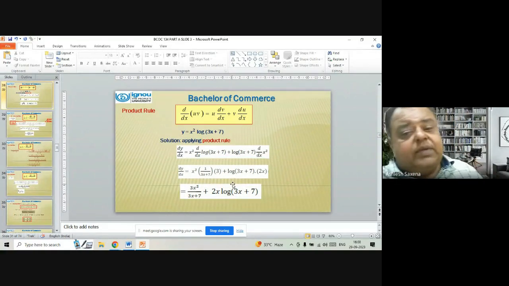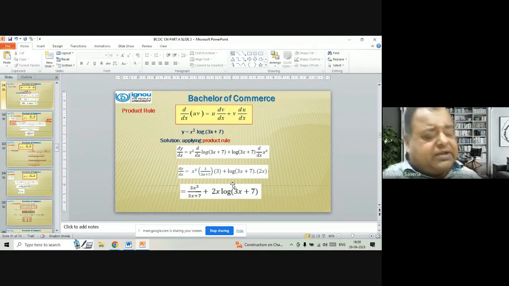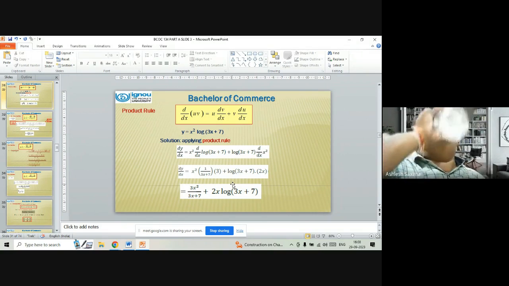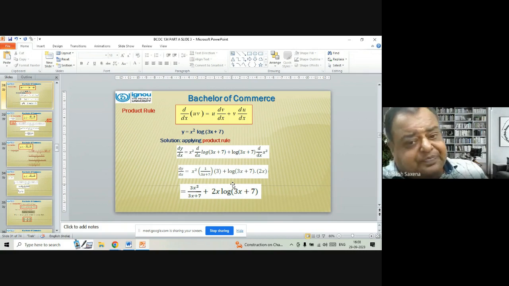Now we see another type of problem in which a logarithmic function is used. Now the question arises how a logarithmic problem is solved. We will take the first function as x square and the second function as log 3x plus 7. On the left hand side we have y. So while differentiating we will get dy by dx is equal to the first function as it is, differentiation of the second function, plus the second function as it is, differentiation of the first function.